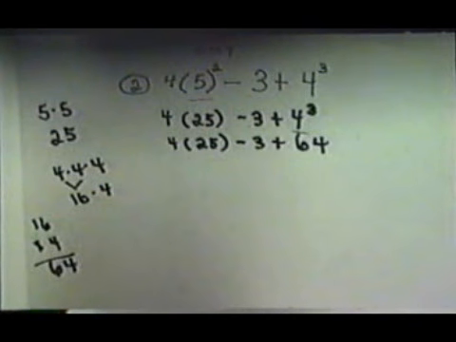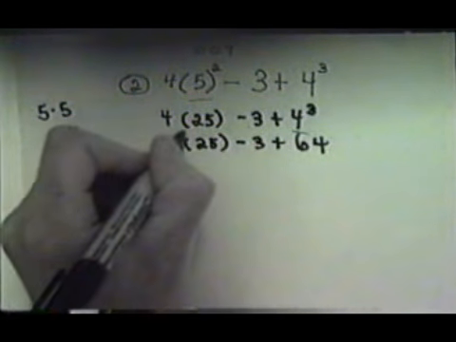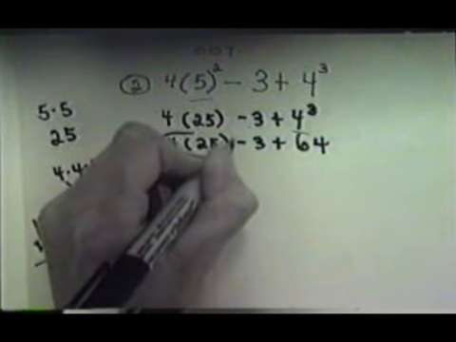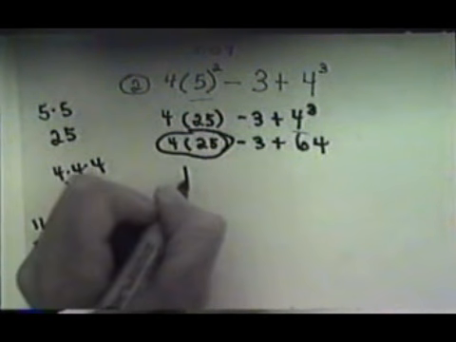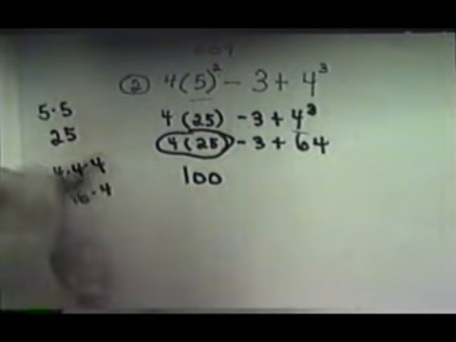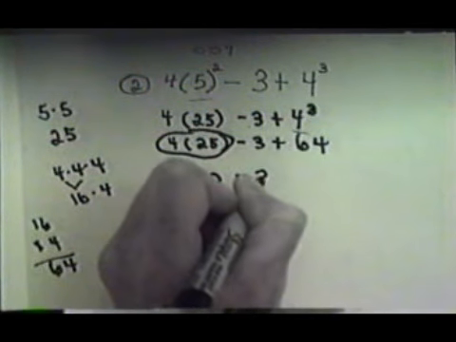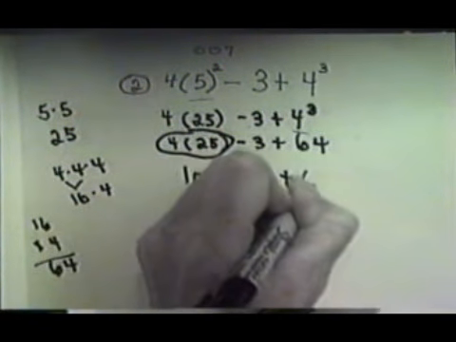Okay, so now I've finished with my exponents. So I'm ready to go down to Rule 3 that says do your multiplying and your dividing from left to right. Well, I only have one multiplying in the problem, and that's this very first thing right here. This 4 times the 25. That's what I'd want to do next. I'd want to multiply 4 times 25. Well, when I do that, I'll find that I get 100. And now I have 100 subtract 3 plus 64.